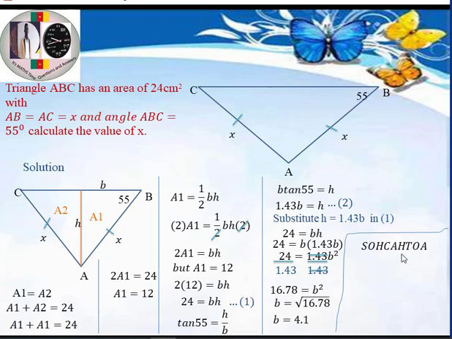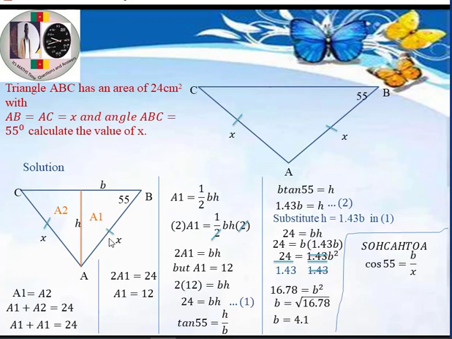Now, what relation can we go for? We know b, which is the adjacent to that angle, 55 degrees. So what are we looking for? We are looking for the hypotenuse, which is x here. So what is the relationship between adjacent and hypotenuse? It is cos. So we are going to take cos 55, which says that cos 55 is adjacent b over hypotenuse x. So we are going to have cos 55 equals b over x.